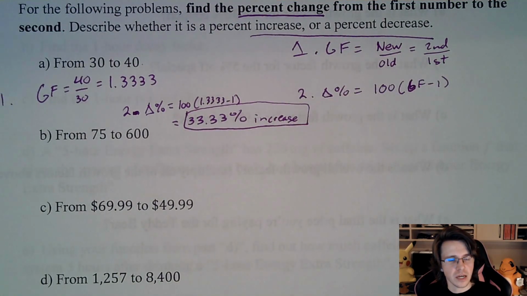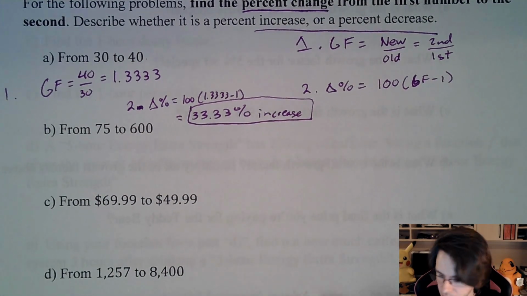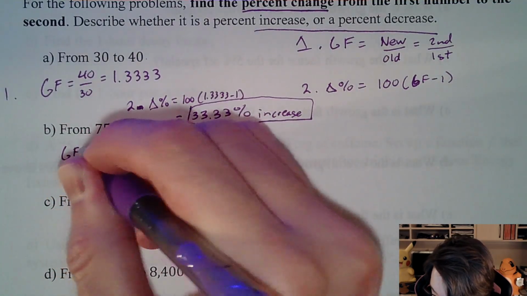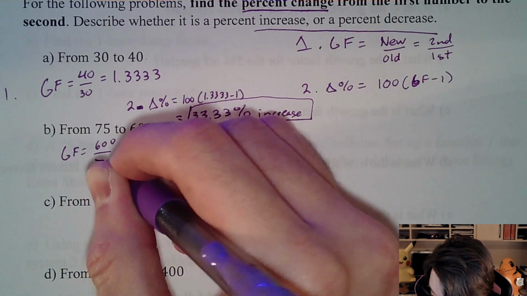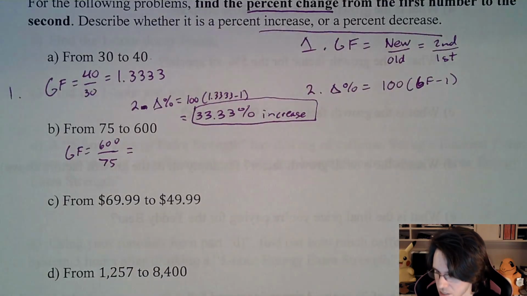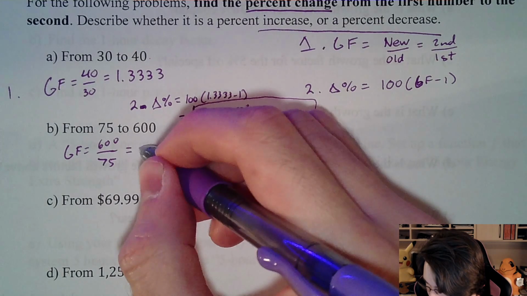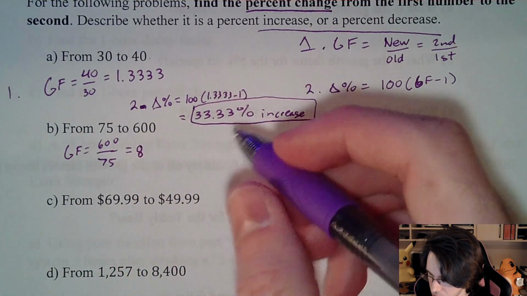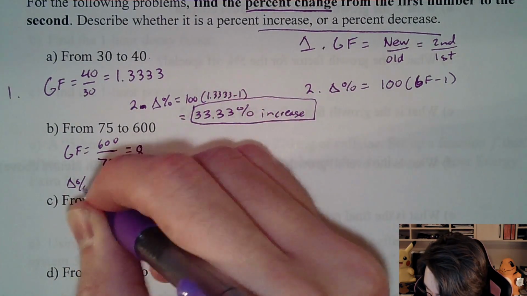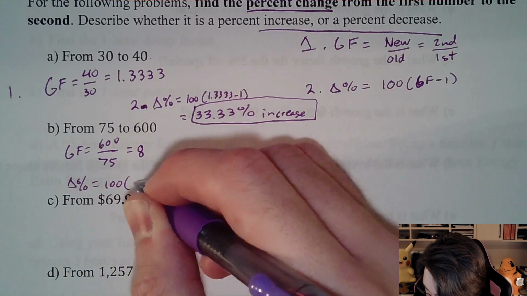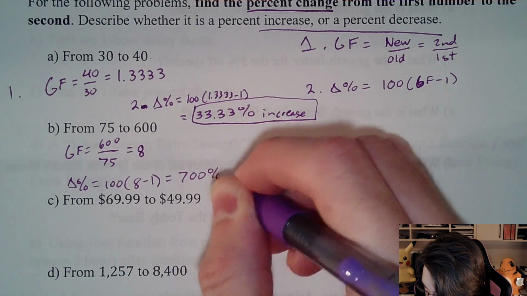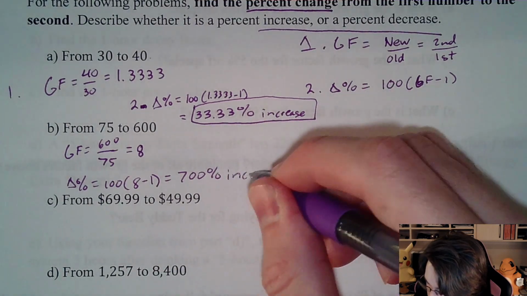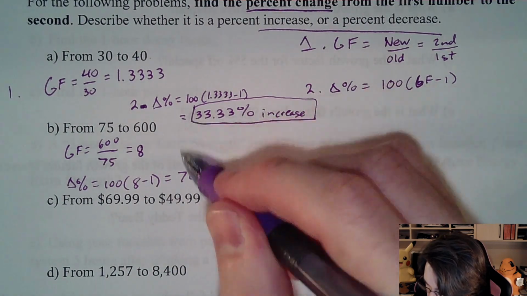Letter B, same exact idea. We're going to be repeating this process quite a bit. So our growth factor here is going to be equal to 600 divided by 75. 600 divided by 75 is exactly 8. And our change in percent is going to be 100 multiplied by 8 minus 1, which is 700%. And again, that's a positive number, so the word is increase.